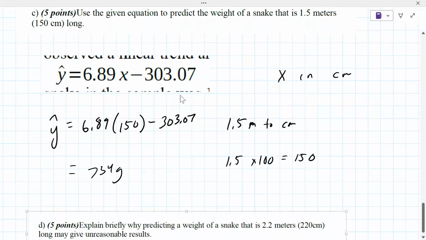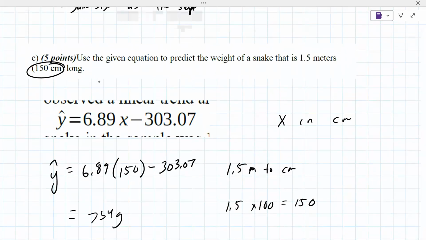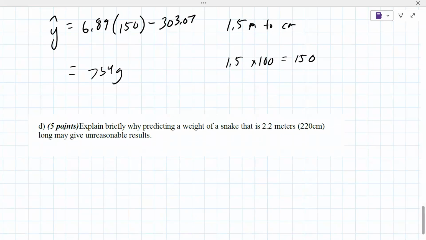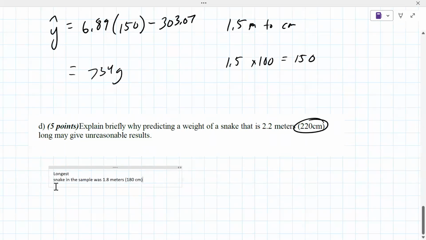Oh, I'm sorry. They actually did give you the conversion here. I didn't even notice that. That's good. And they give you the conversion here as well. So you don't have to actually do that. So why is that unreasonable? Well, the teacher tells you here, if you look back up in the original question, the longest snake in the sample was 1.8 meters.